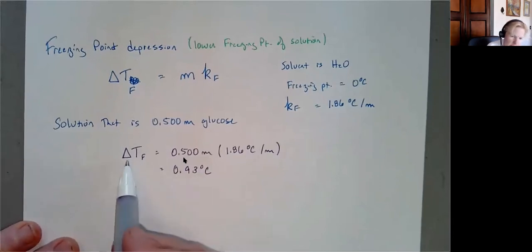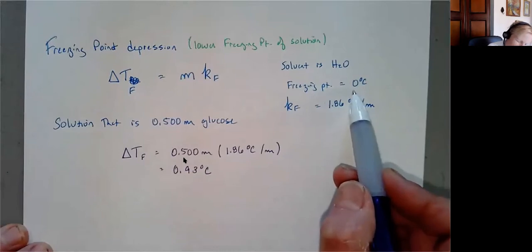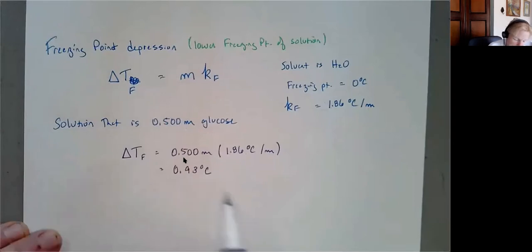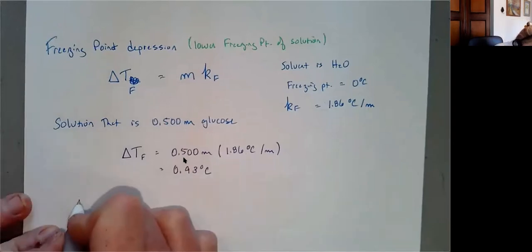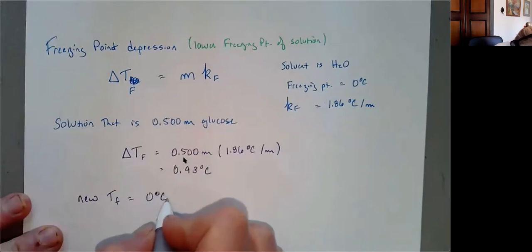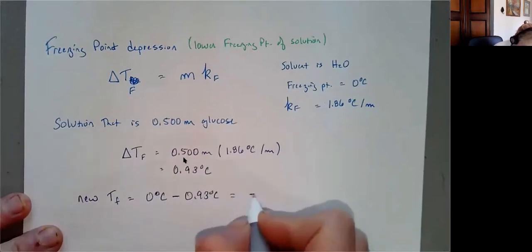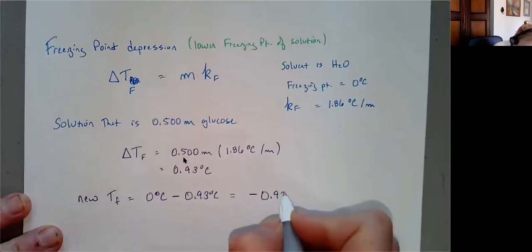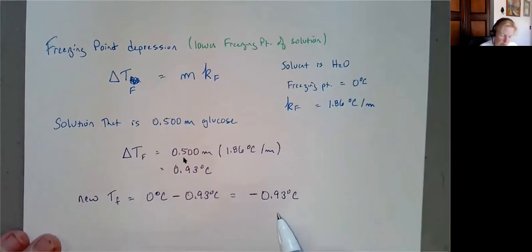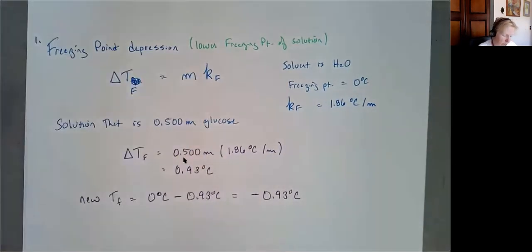So that's what this is. The freezing point of water is normally at 0 degrees Celsius, and I'm lowering the freezing point. So I'm going to take this and subtract it. My new freezing point for water is 0 degrees Celsius minus 0.93 degrees Celsius. So it's going to now freeze at -0.93 degrees Celsius. So I've lowered the freezing point of water. That would be freezing point depression. That's one colligative property.